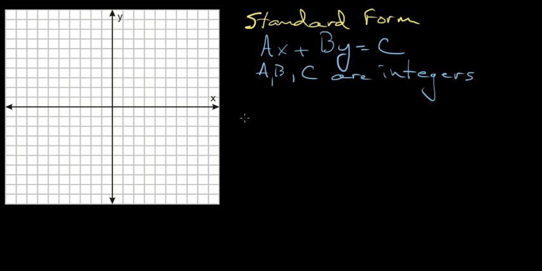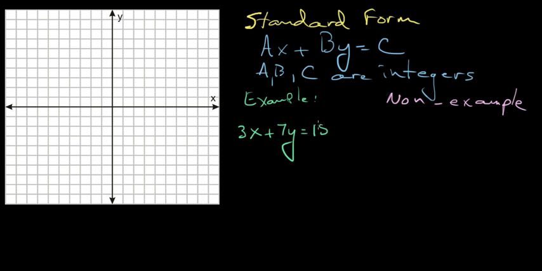Now, I'll give you a couple of examples, something that's in standard form, okay? And maybe I'll give you some non-examples too. So example and non-example. Let's make use of these fancy colors. So, an example of an equation in standard form: 3x plus 7y equals 15. There's an example of an equation in standard form.